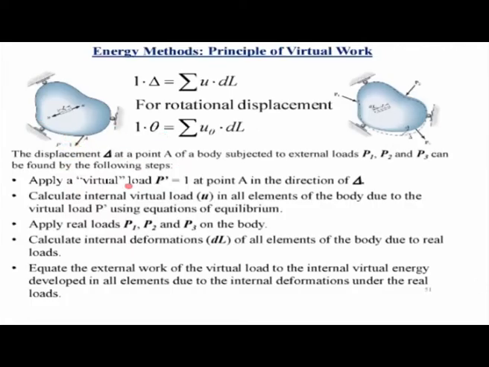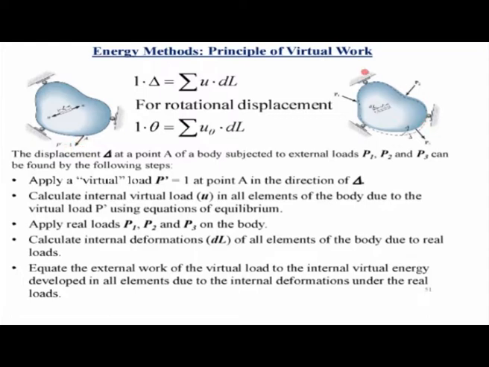So that is the first step. We apply a virtual load P dash equal to 1 at a point in the direction of delta. So now what we are trying to calculate is the deflection along this direction at this point due to these external loads that are being applied on that system. The next thing that we do is calculate the internal virtual load in all elements of that system or body due to the virtual load. So we apply a virtual load of unity and we calculate the internal loads in all the elements of that system due to this applied load.